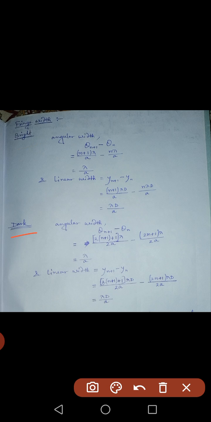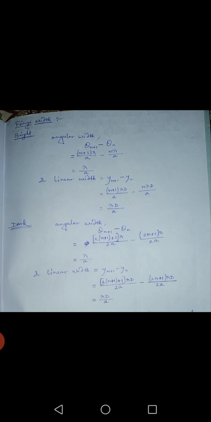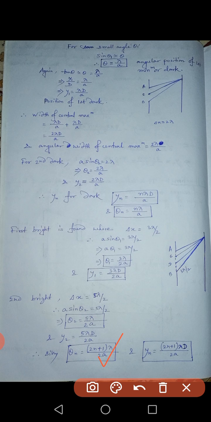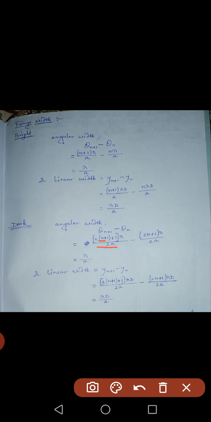Similarly for dark, if you find out, then the angular width of two consecutive bright we will subtract. Though we will write it like this only, this time the formula of bright we are going to use. What was that? This was the formula, twice n plus 1 lambda by 2a. But this is for theta n. If it is theta n plus 1, in place of this n we are substituting n plus 1. That's what I have done here, n plus 1 here, and this one will be n only. You can do the calculation and the result will be this one. Same, lambda by a.